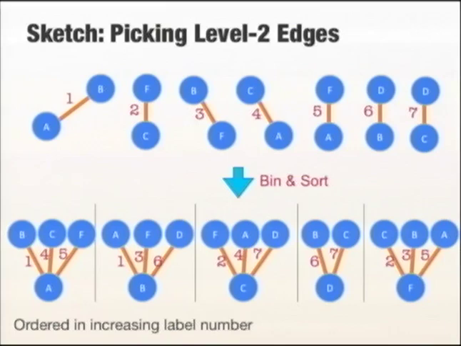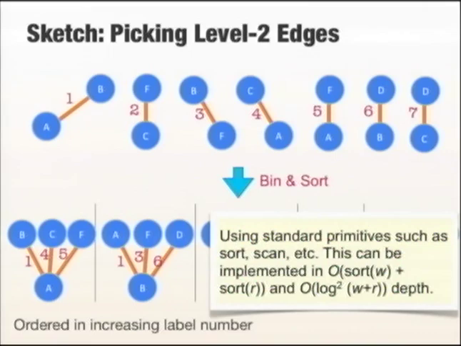So let's say I want to know how many edges arrive after CF. I can just go to C and look at it, and then I know that there are 2 edges coming after that. This process can be done pretty easily in parallel using primitives such as sort and scan, and it takes at most W plus R time. W is the size of the batch, and R is the number of estimators you're maintaining, and it has polylog depth.